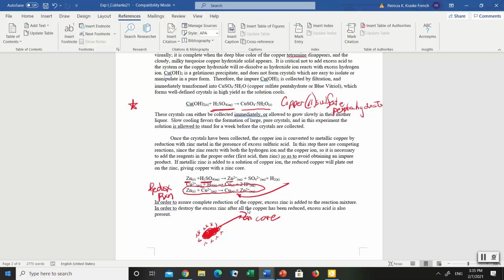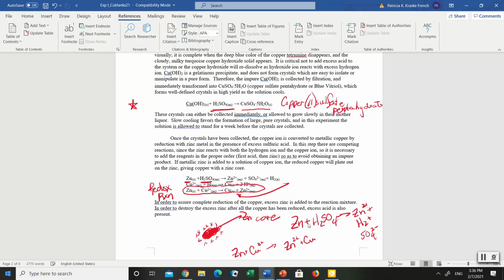So when we add the zinc, we add both zinc and sulfuric acid at the same time. What happens then is that the zinc itself reacts with the sulfuric acid, and we get zinc 2+, and we get some hydrogen gas and sulfate. We also have the zinc interacting with the copper and reducing the copper. And that's, of course, what we actually want.